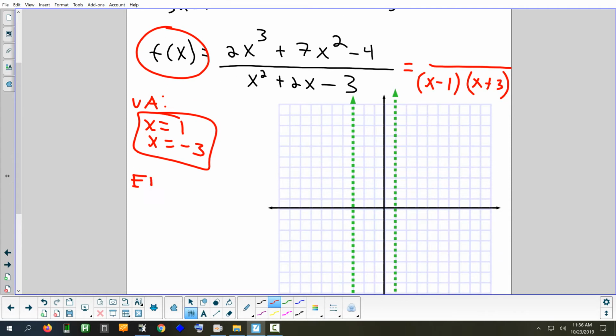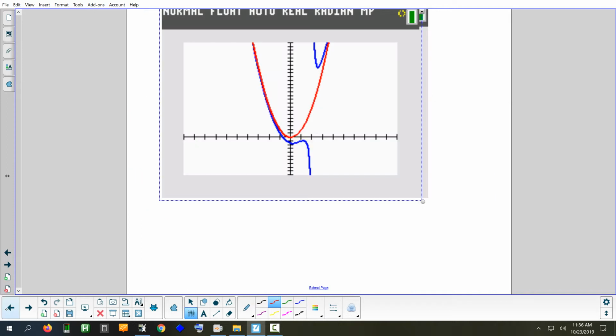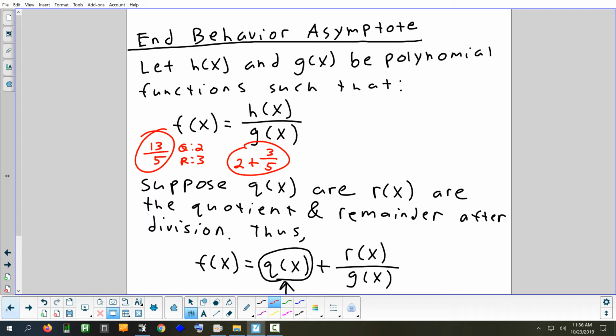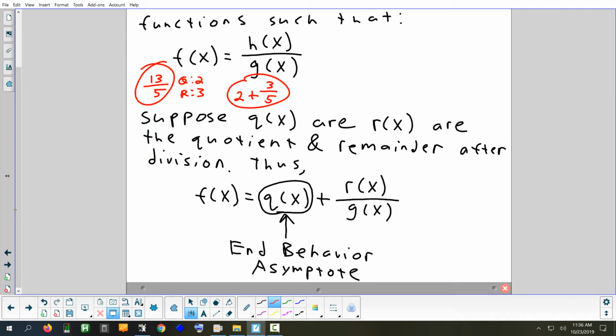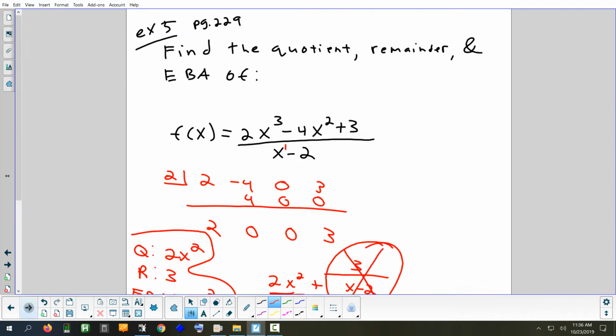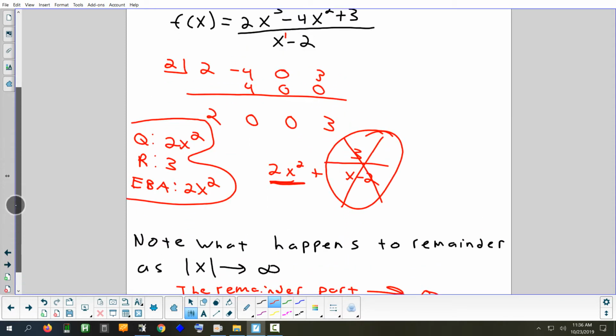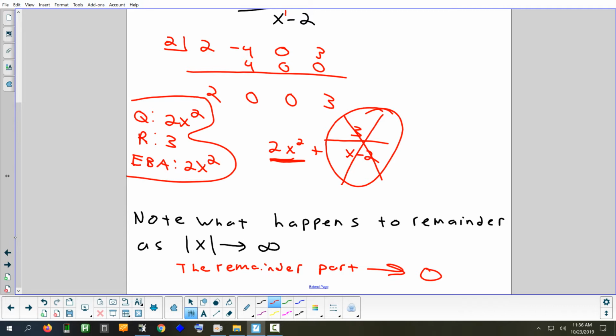What did we say about the remainder? On one of the first couple slides, you can write your answer as quotient plus remainder over denominator. Oh yeah, it was defined what happens to the remainder when x goes to positive infinity. If you were to keep writing this out, the remainder wouldn't matter because you'd have an x in the bottom, and it wouldn't matter.